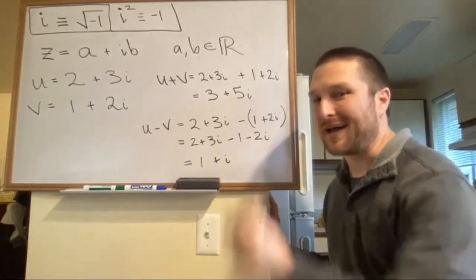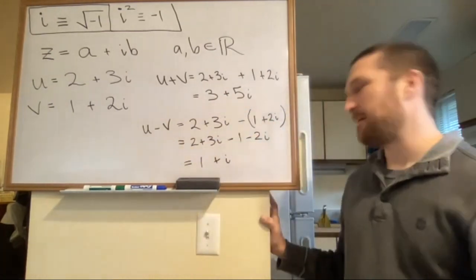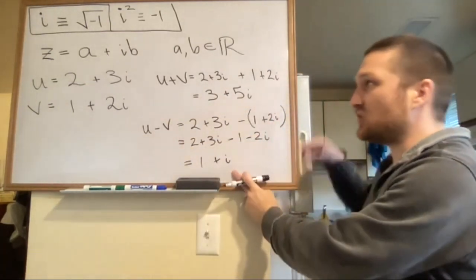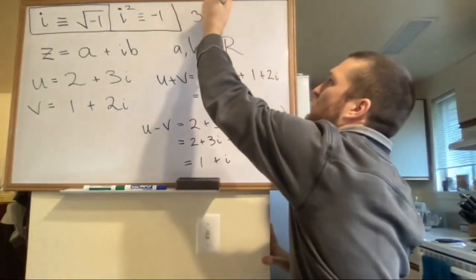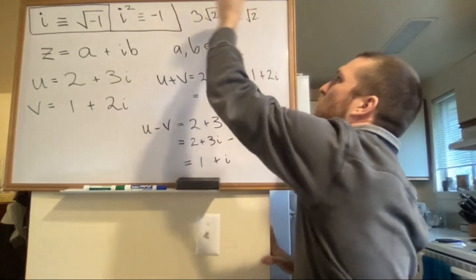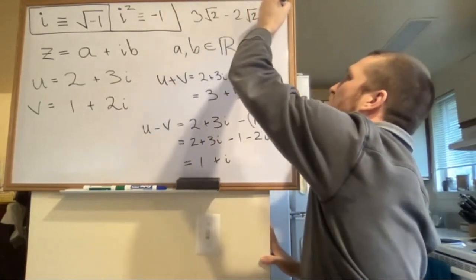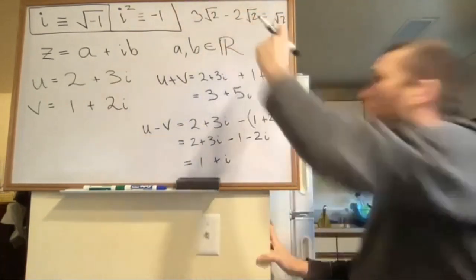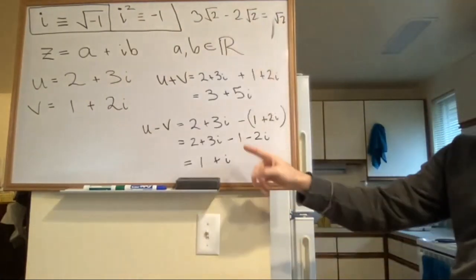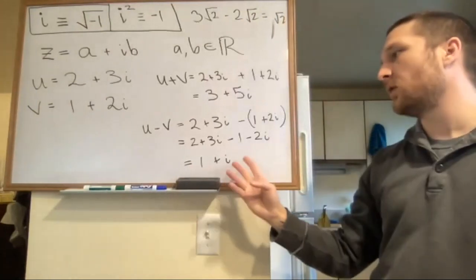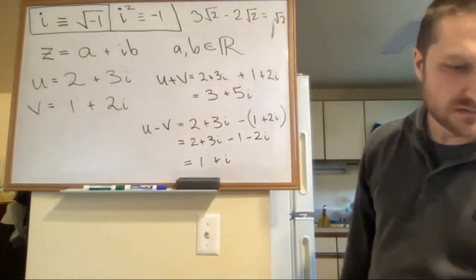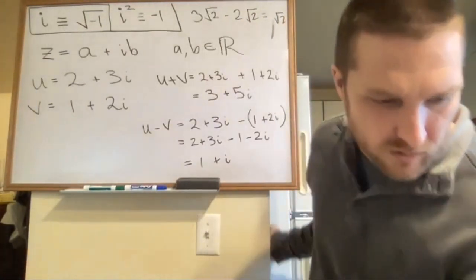The same way you don't write 1x. It's just like if you'd had the square roots: if you have 3 root 2 minus 2 root 2, you wouldn't write it as 1 root 2. You would just write it as root 2. And so i is just a shorthand for the square root of negative 1. You got that right there. That should get you through all of your homework.